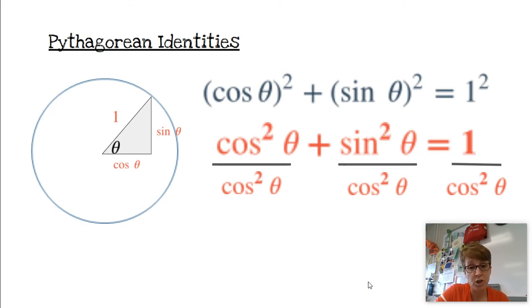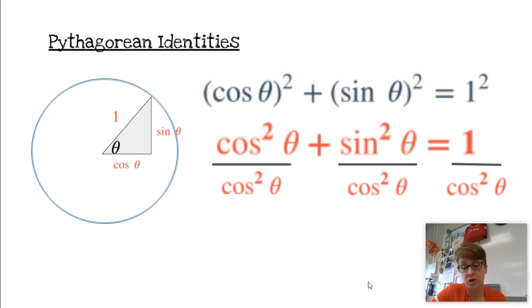So the first term is cosine squared over cosine squared. We know that's 1. The second term is sine squared over cosine squared. Now, I feel like we just saw something in terms of sine over cosine, right? Sine over cosine, or y over x, is just tangent. So sine squared over cosine squared is tangent squared. So the second term in this equation is just tangent squared.